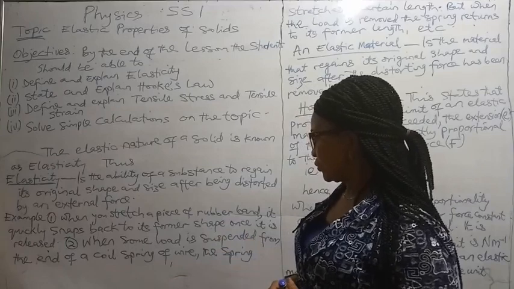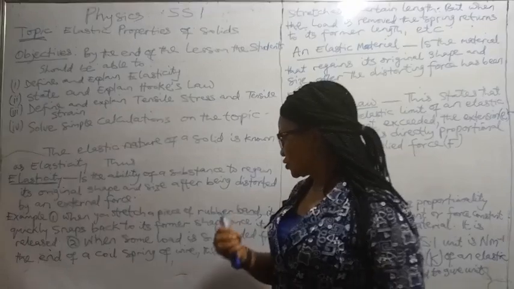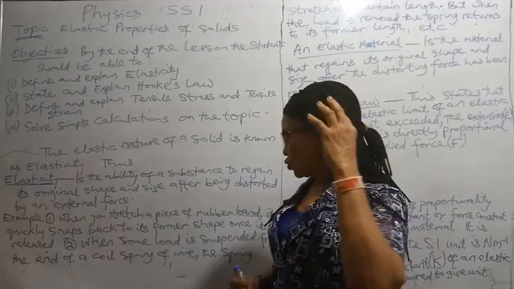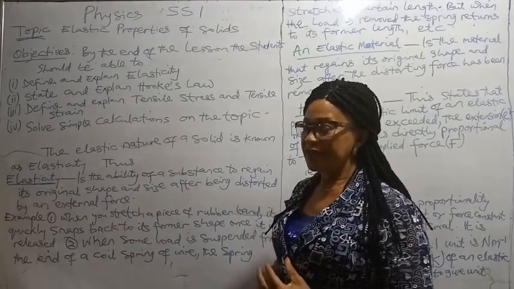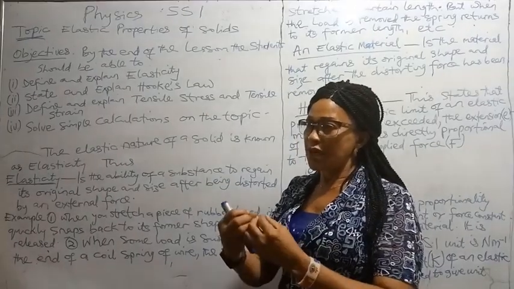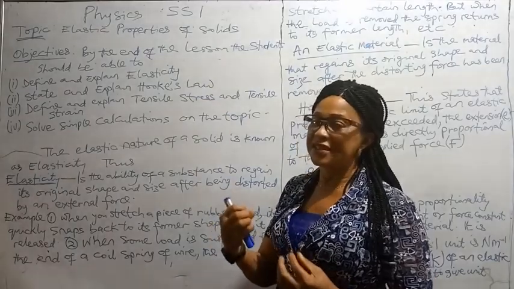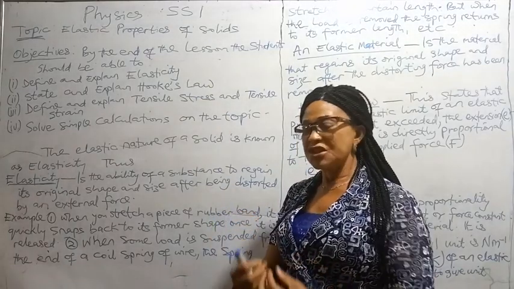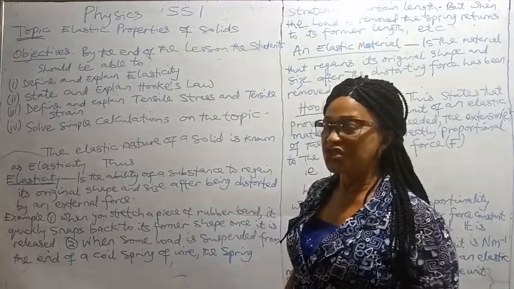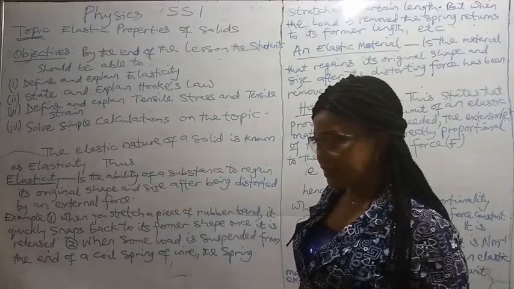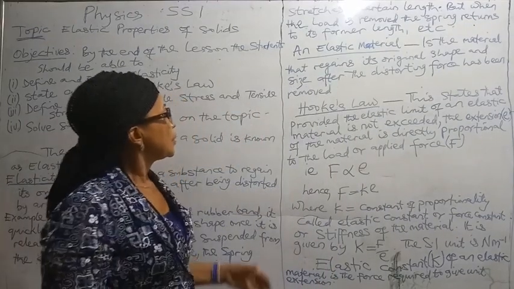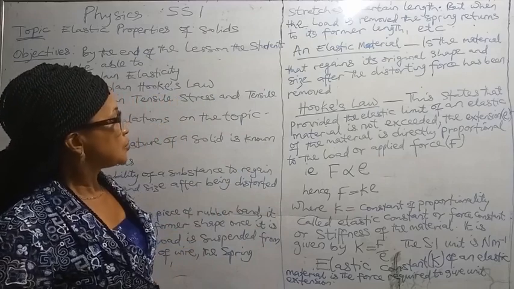Number 2 example, when you attach a load to a coil spring, the load will extend the length of the coil spring. But immediately you remove it, the spring also goes back to its original shape and size. And there are so many other examples.